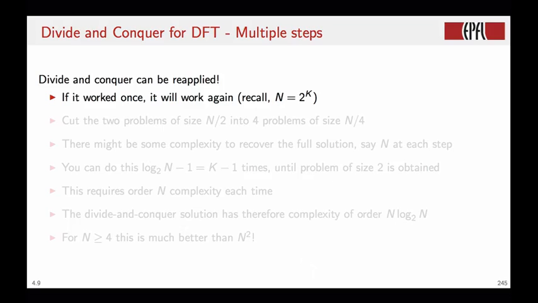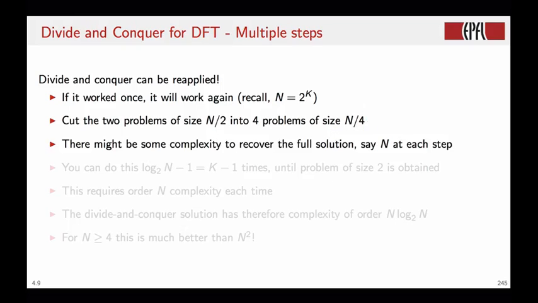Now comes a magic trick. If we knew how to divide the problem once and save some computation, well, let's just do it again. So divide and conquer is reapplied, and since n is a power of 2, we can cut the 2 problems of size n over 2 into 4 problems of size n over 4, and we can keep going. Again, there might be some complexity to recover the full solution. Assume the complexity is order n, as we will see in detail.